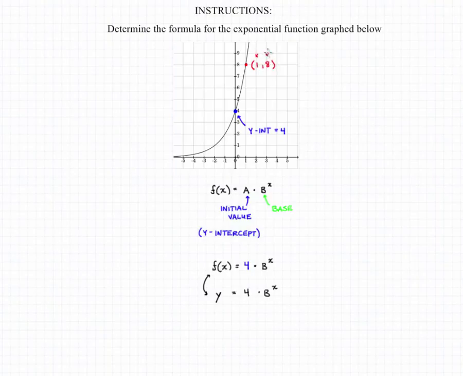So we know we have 1 and 8, with x being the 1 and 8 being the y value, so we can substitute 8 in for y, and say that's equal to 4 times b raised to the 1. We divide both sides of that equation by 4 once we've cleaned it up. We're going to end up with b is equal to 2. And that is the final piece of our puzzle. So our final answer, our equation, is going to look like f of x equals 4 times 2 raised to the x.